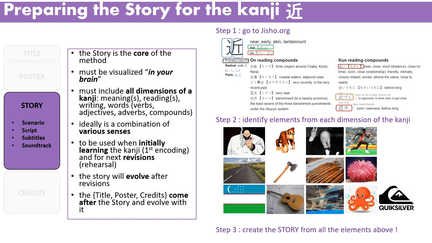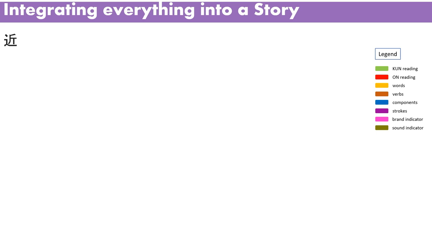And step 3, creating a story from all the elements above in order to illustrate the notion of the kanji, near, early, proximity, akin. So here we go for the story, with the legend here on the right to help identifying the various dimensions of the kanji.